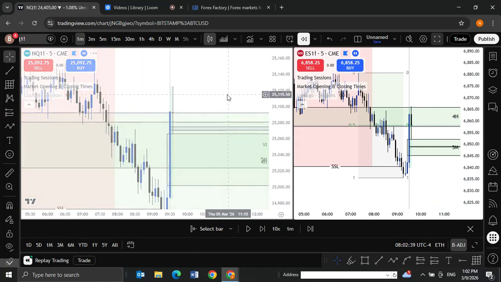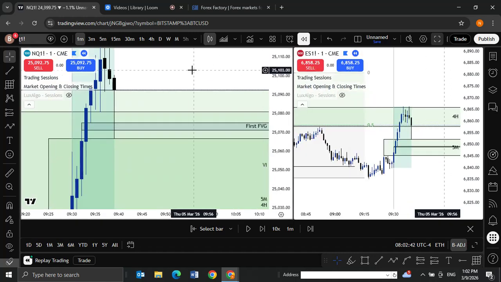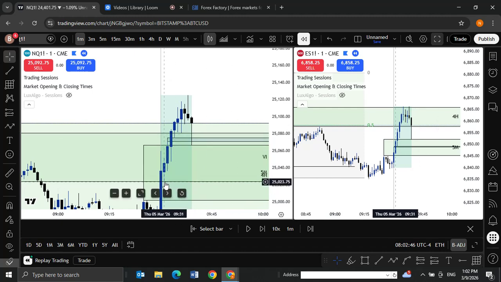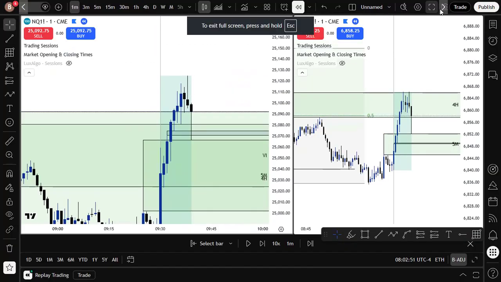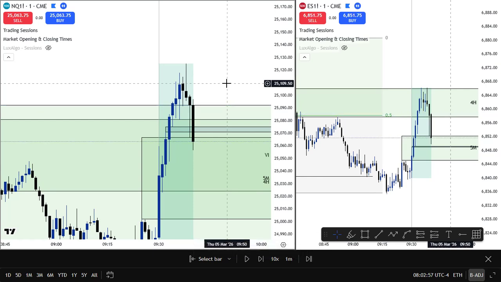Let's see, because I really want to see if this first presented will hold the price or not. I can see the first presented slightly different, because here first presented on yes is much lower than on Nasdaq. So let's just see what the price is going to do. Okay, good push lower.